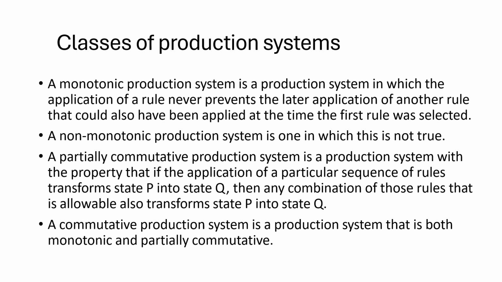In the case of a partially commutative production system, even if you change the order of the rules you are applying, it transforms state P into state Q. And the commutative production system works the same way. It also satisfies the properties of the partially commutative production system, and it is also a monotonic production system.